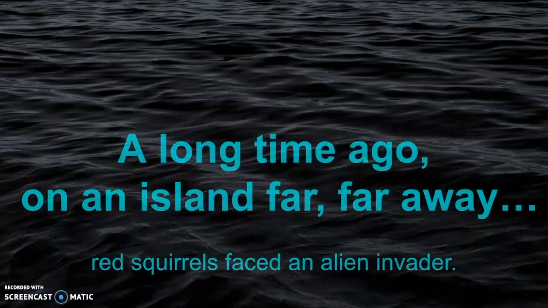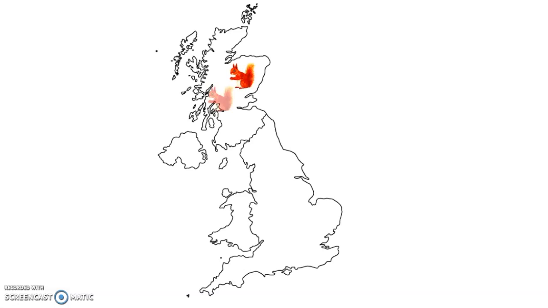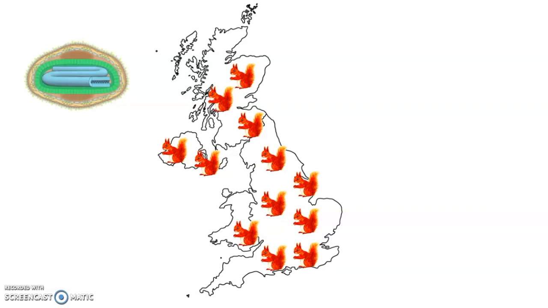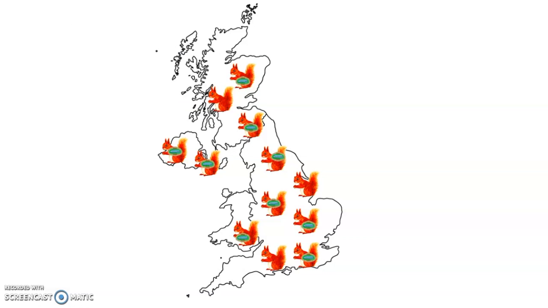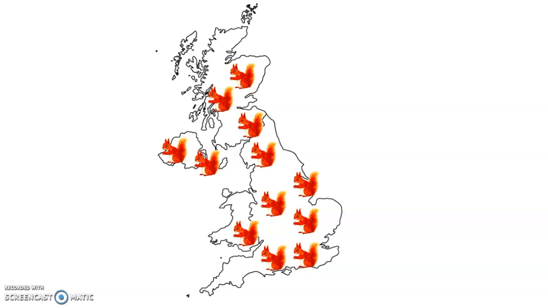A long time ago, on an island far, far away, red squirrels faced an alien invader. The Eurasian red squirrel is native to the United Kingdom. In 1995, a non-native pathogen was discovered among red squirrels in the UK. This pathogen infected red squirrels, and as the disease spread, red squirrels began to disappear. But how was this alien invader introduced?